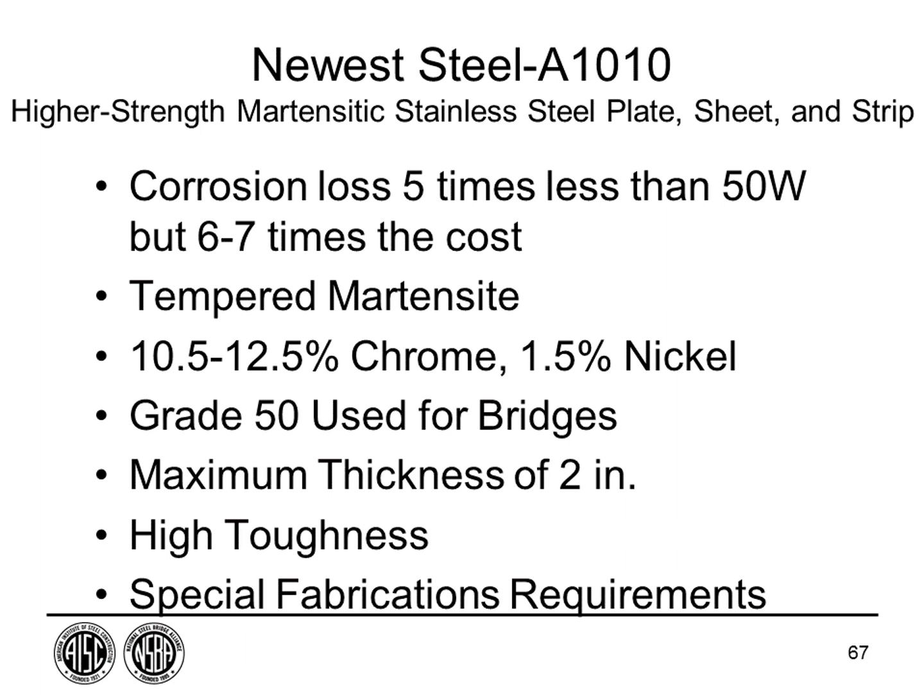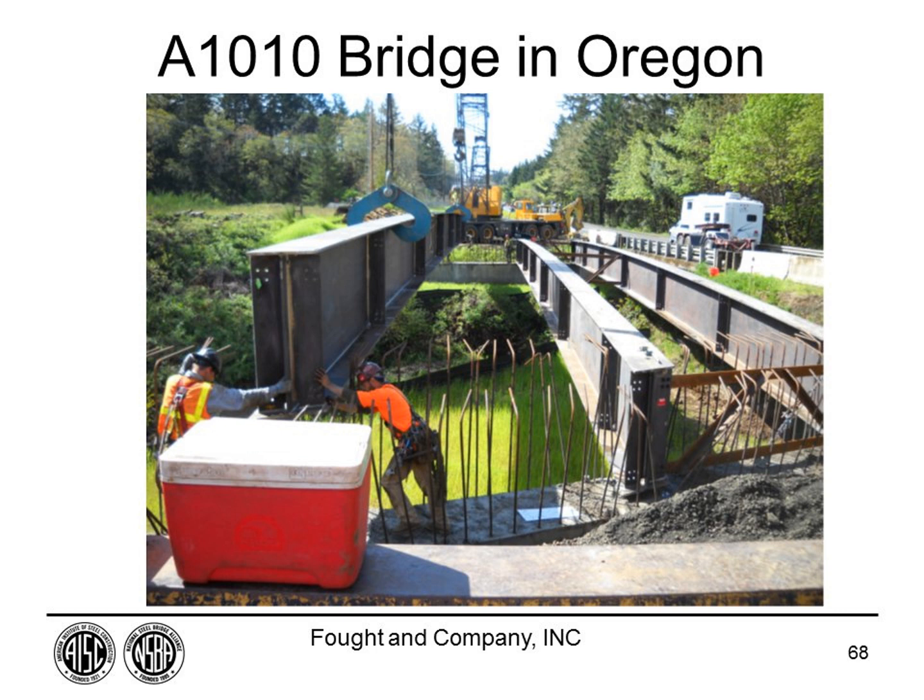The tempered martensite is only available up to 2 inches. It's a grade 50 steel that we would use for bridges, has good toughness, and has some special fabrication requirements. This shows it actually going into service, and as you can see, it's not like a normal stainless steel. It's sort of a tan stainless steel. It's not going to look polished like that because it doesn't have the high alloy content, but it provides excellent durability. So this is a bridge in Oregon.